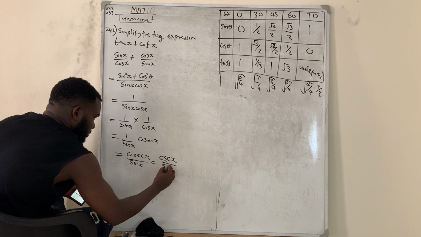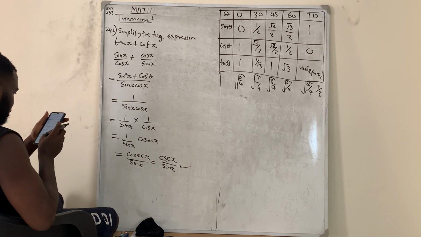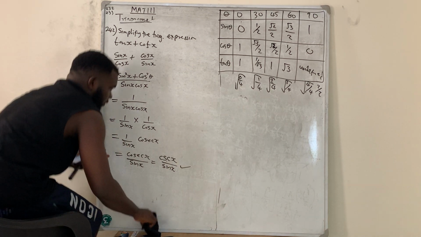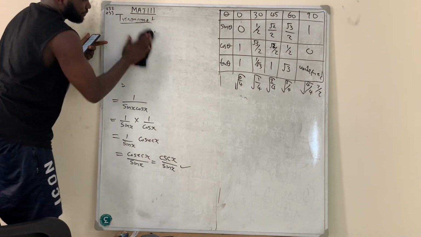CSCX all over what? Sine x. So this is what is in the option there. So option C is very correct. So go to the next question.